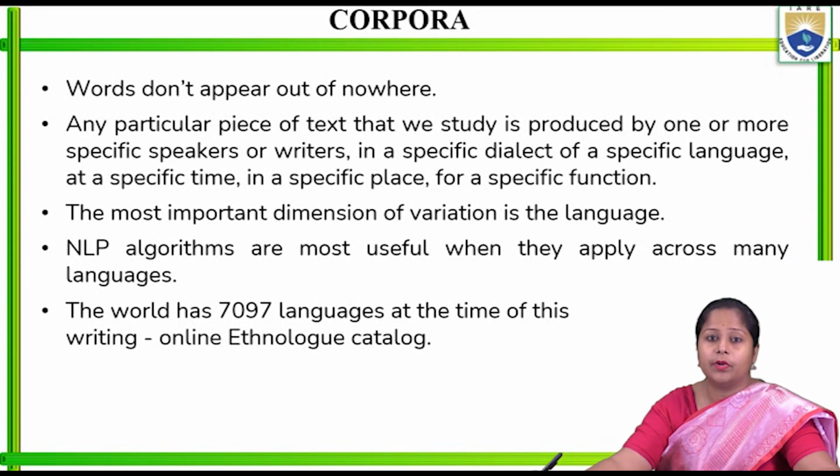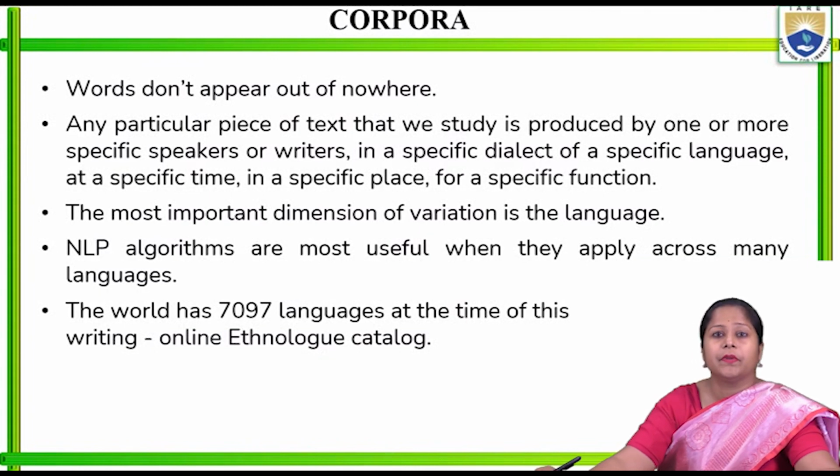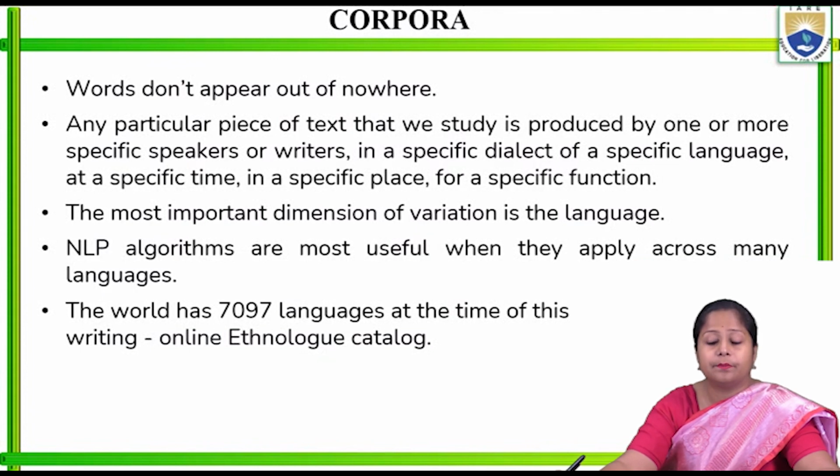Now let's talk about corpora. Let's see what a corpora actually is. Words don't appear out of nowhere. Any particular piece of text that we study is produced by one or two specific users or writers. So in a specific dialect of a specified language, at a specified time, in a specified place, for a specific function, whatever words are used by different speakers make up a corpora or document. The most common important dimension of variation is the language.